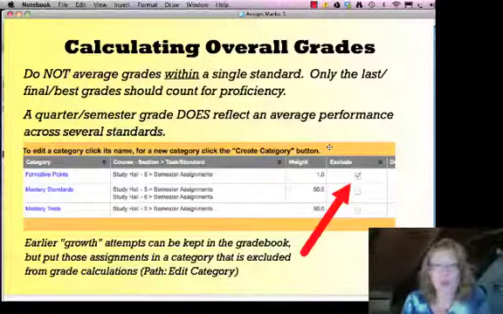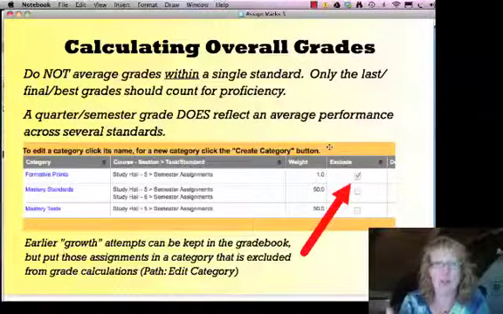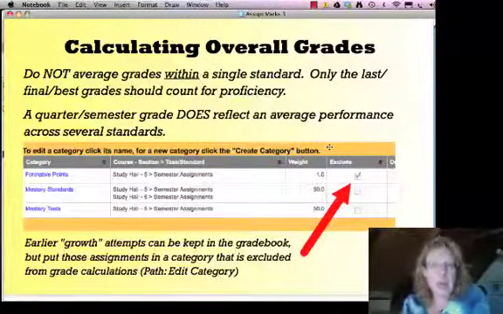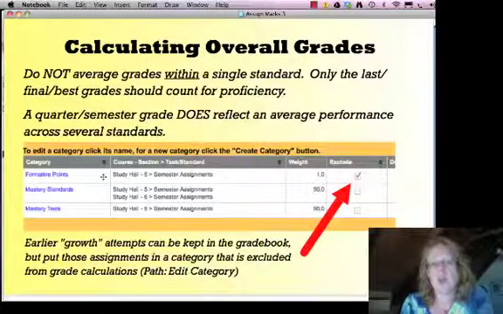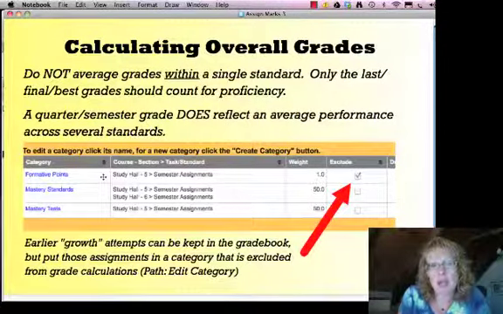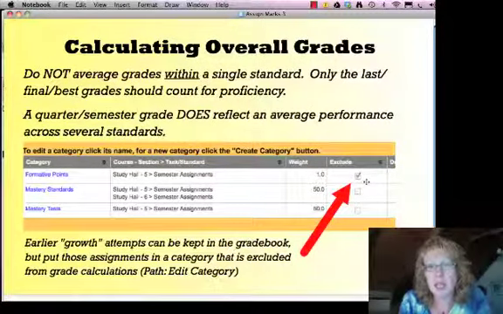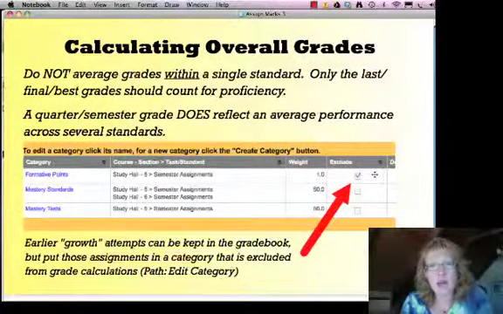You don't want those earlier scores to count. You have to count those last scores, those 3s that actually show what they can do now at the end of their growth. You can then keep those earlier scores by putting them in a separate folder if you want to keep record of their growth. For example, I have a folder here called Formative Points. Those are like earlier assignments. And you can see I checked this box here that says Exclude from Grading. And again, that's in the Edit Categories section.